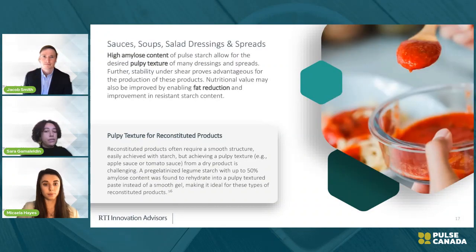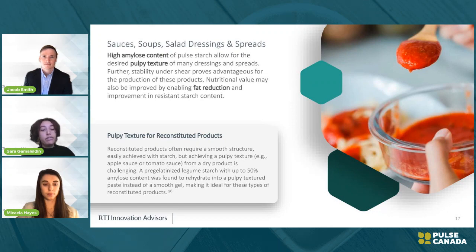Sauces, soups, salads, and spreads have been another major application that we've seen. The high amylose content of pulse starches gives those products a pulpy texture that is desirable in dressings and spreads. It's also stable under shear, which provides advantages in terms of the production of the products. And finally, it also has advantages for nutritional value because pulse starches can be used to enable fat reduction while still maintaining the same mouthfeel.